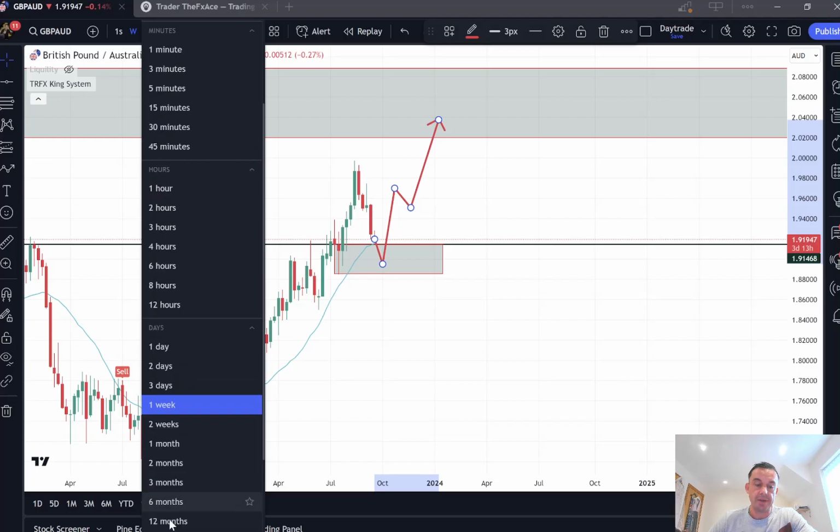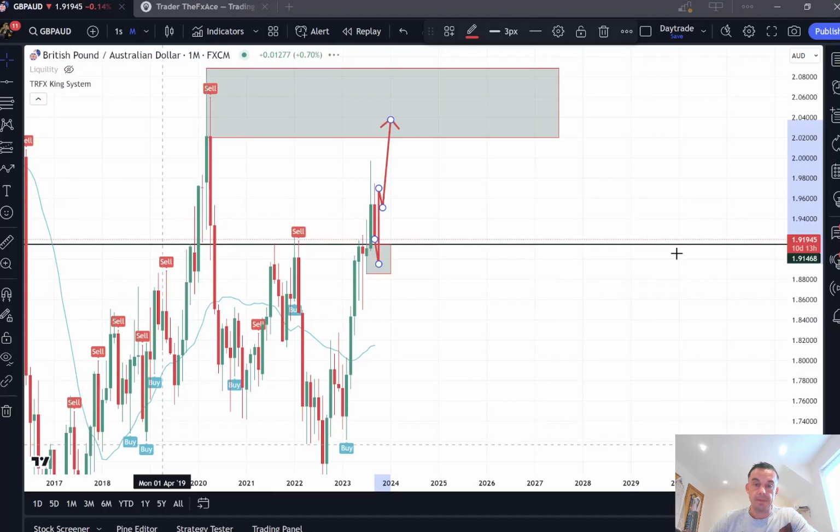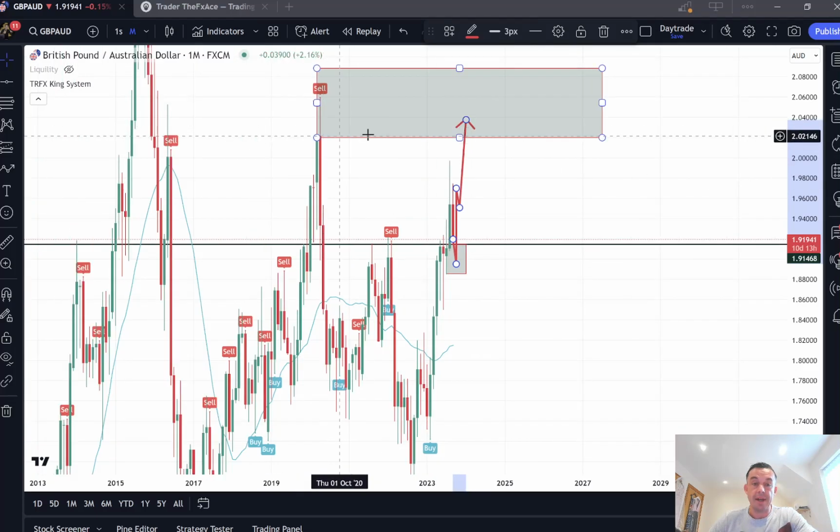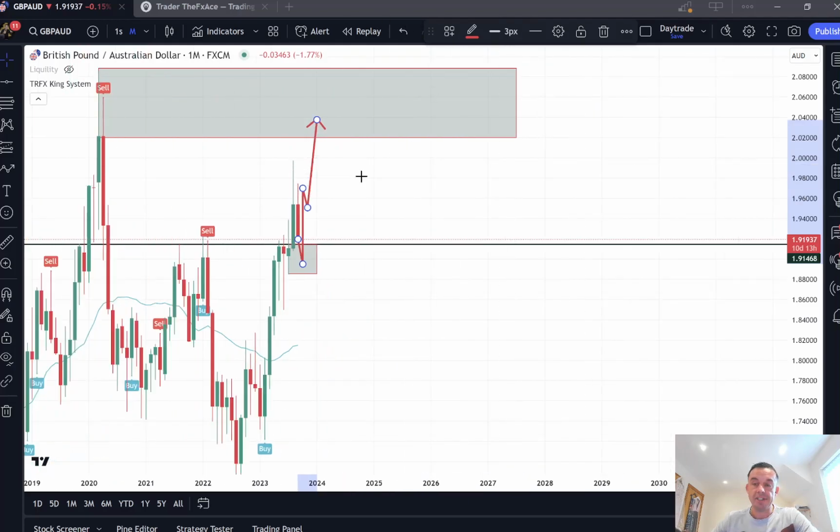If we look at that, that is the kind of area where we may be targeting, and that will be another good area for strong selling. So that is the trade setup.